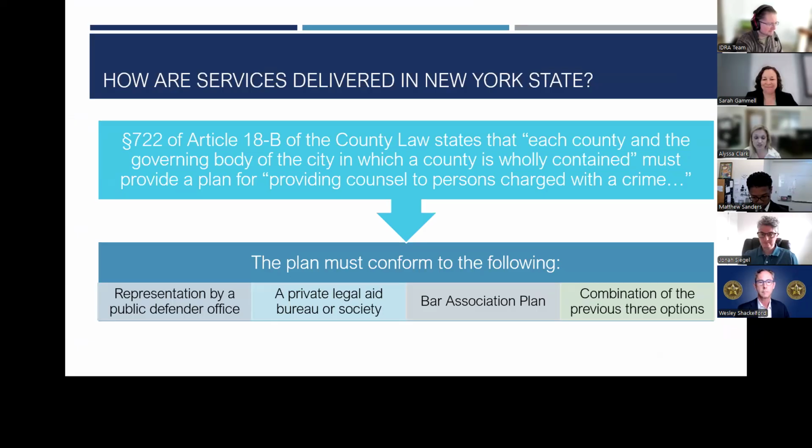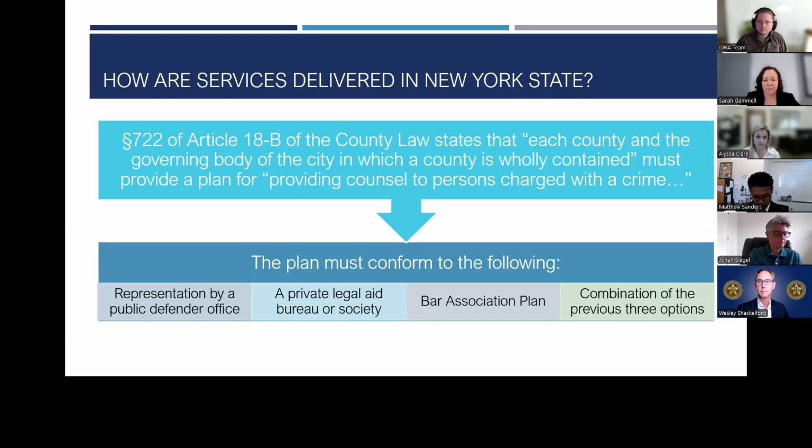So first, I'm going to just say how our service is delivered in New York State, and we love our statutes here as well. There is a statute under County Law 18B, Section 722, that requires counties to create an indigent defense plan using one of the 4 models that you see below. You can either have representation by a public defender office, a legal aid society or bureau, a bar association plan, which we call assigned counsel programs or ACPs, but the official language is bar association plan, or you could have a combination of the previous 3 options.